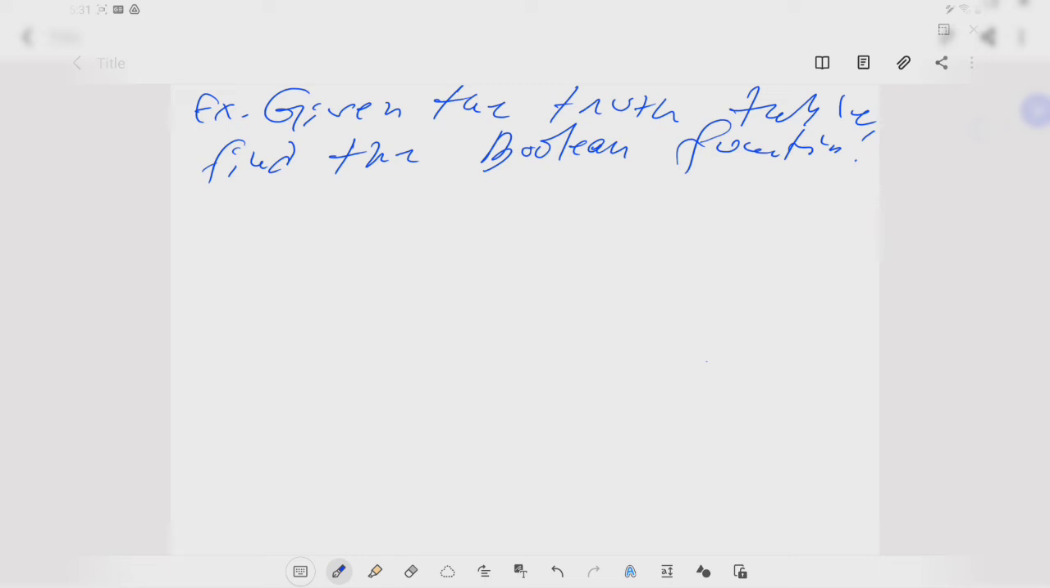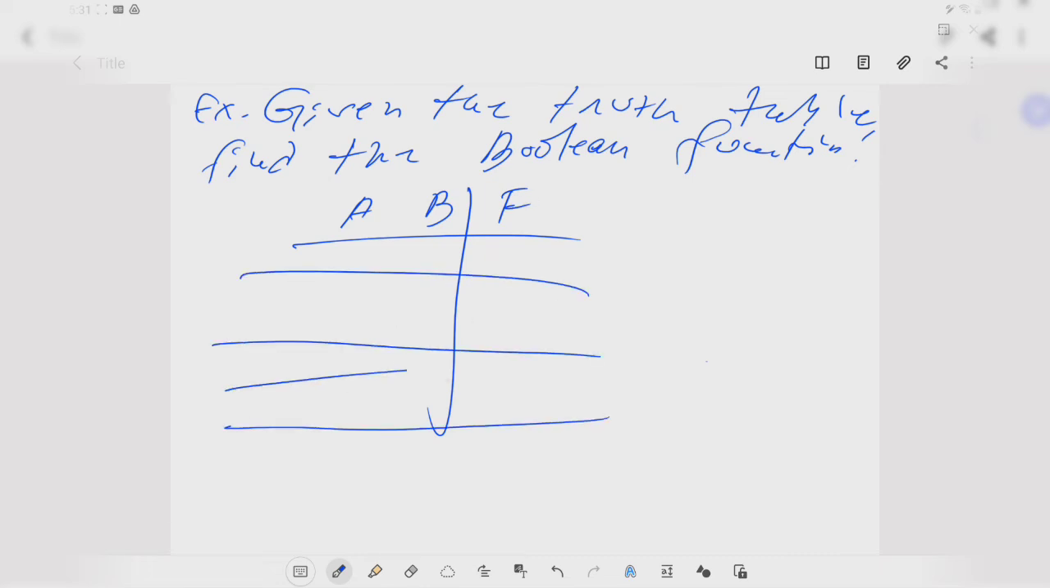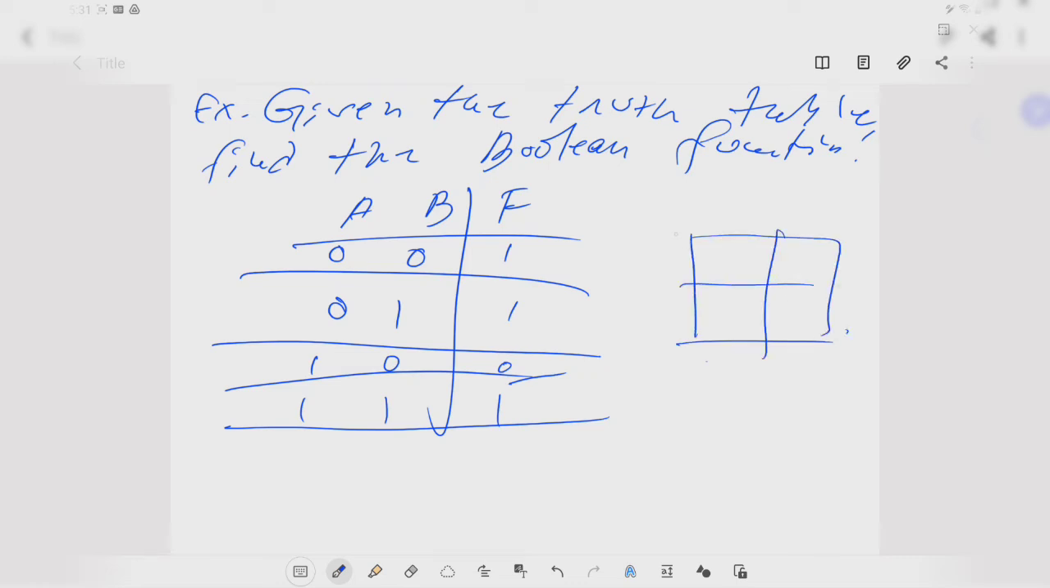So what is the truth table? A, B, 2 variables only, and the function is f. It's 00, 01, 10, 11, and f is 1 1 0 1. Okay, so now we know how to find a truth table from a function. Now we need to find the function from the truth table. Before doing that, we need to find the K-map of 2 variables a, b.